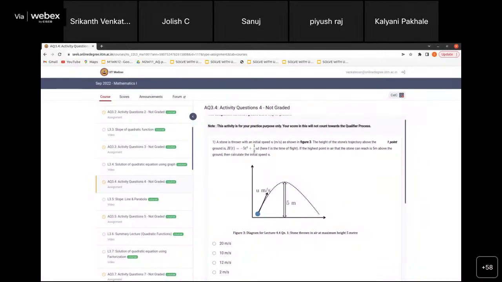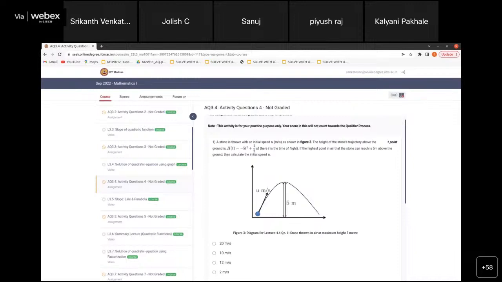What this particular question says is a stone is thrown with an initial speed u meter per second as shown in the figure. In the figure you can see the ball is thrown from the ground in that direction. The height of the stone's trajectory above the ground is given to be h of t equals minus 5t square plus half ut. And here t is the time of the flight.